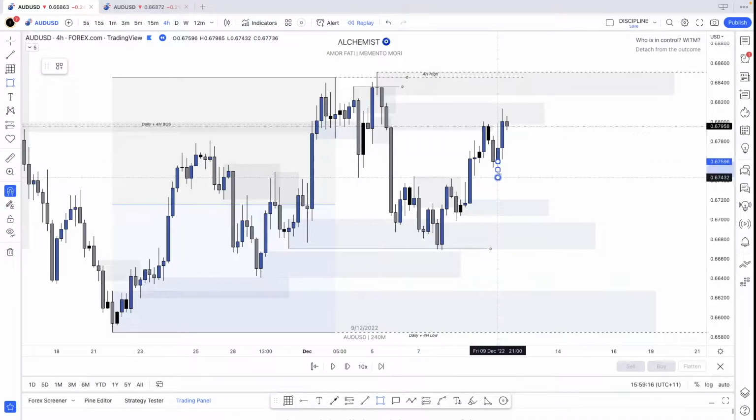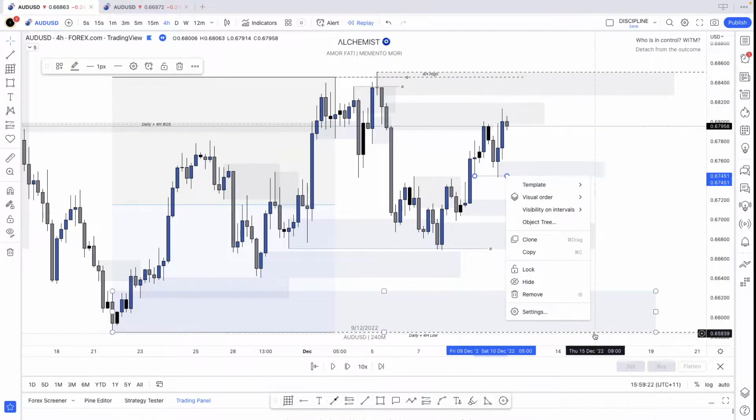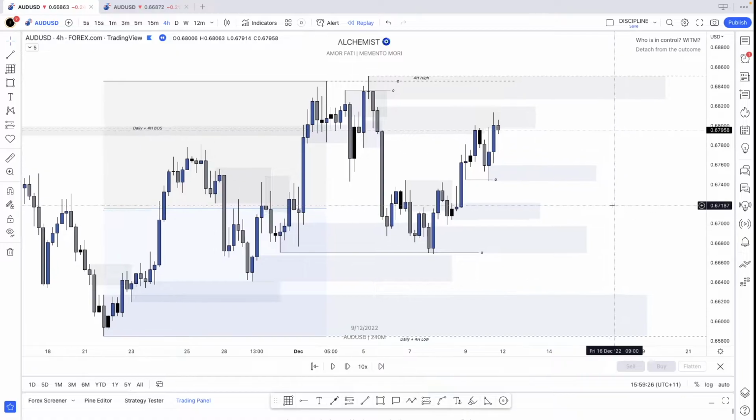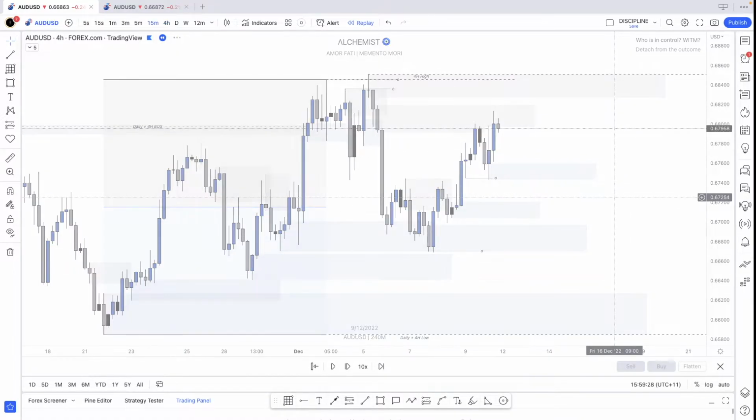So the other thing we had here is that we had this demand zone, which had swept liquidity. Okay. Perfect. That's all that we needed to do on the 4-hour time frame, and then we'll go down to the 15-minute.